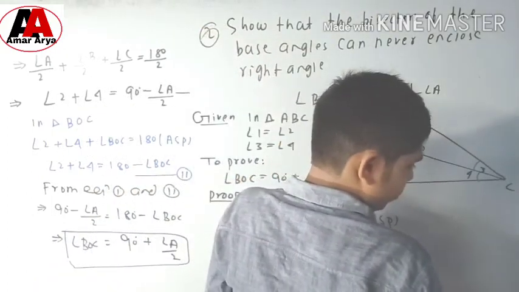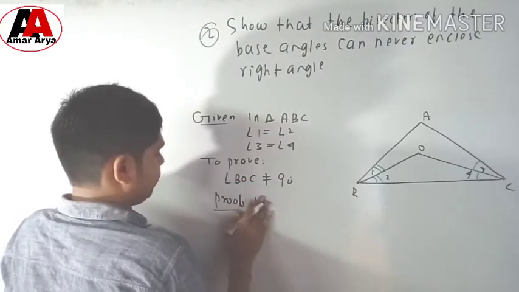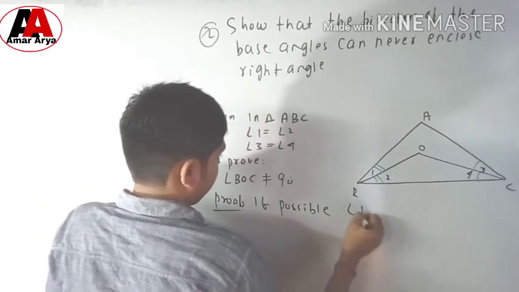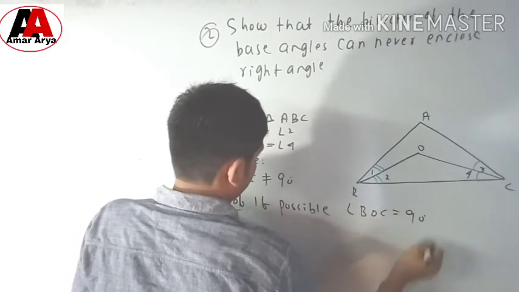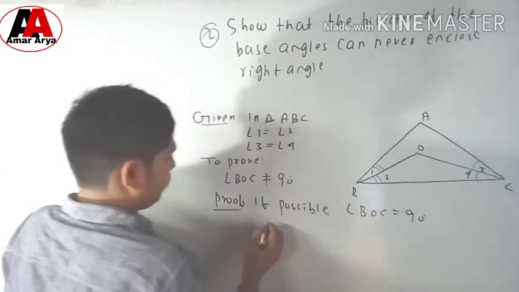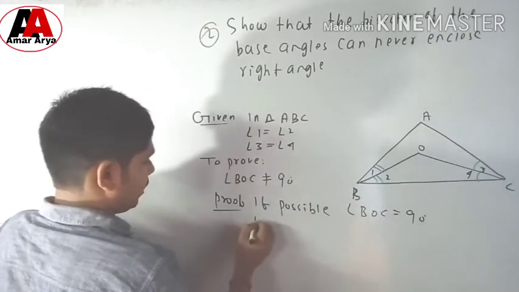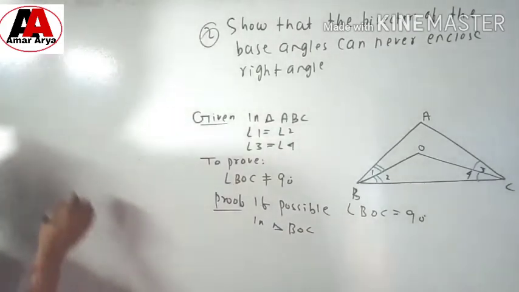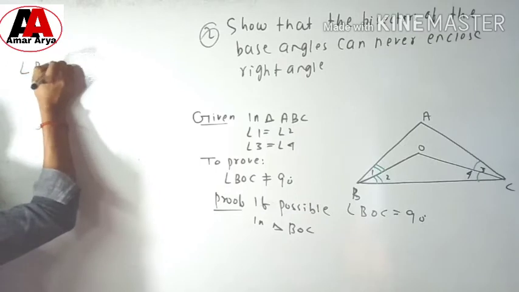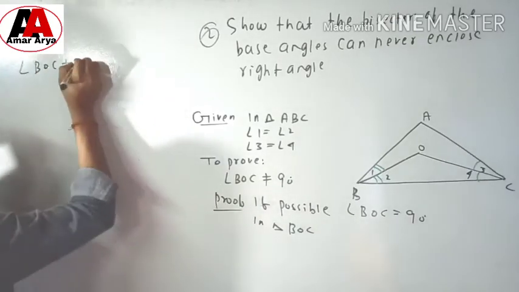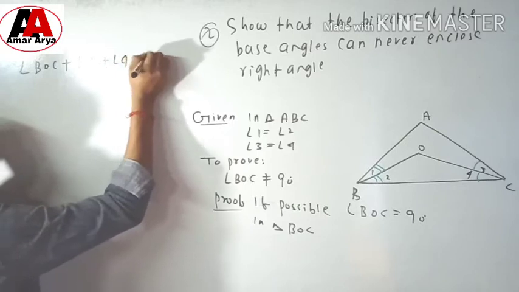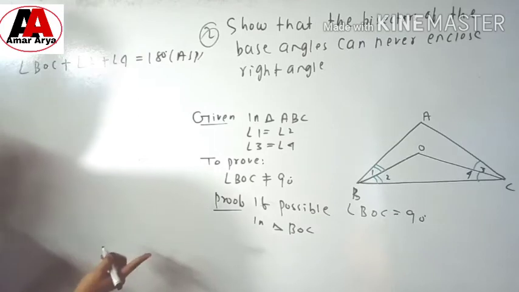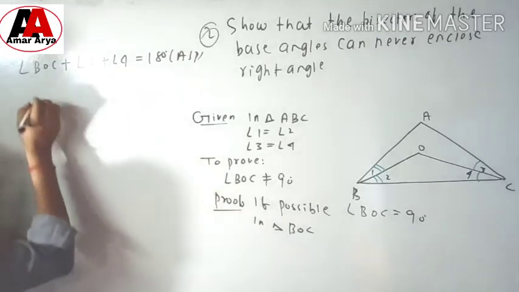By a similar way, if possible, we can take angle BOC equals 90 degrees. We need to check this. In triangle BOC, angle BOC plus angle 2 plus angle 4 equals 180 degrees, by the angle sum property. So you can understand that BOC is 90 degrees.